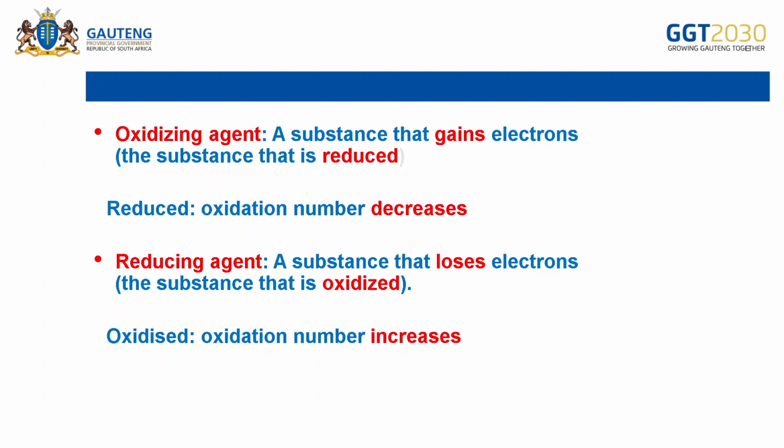What is the meaning of reduced? It means oxidation number decreases. So I need you to understand that. If they ask you to define a reducing agent, it is a substance that loses electrons. What is meant by losing electrons? We're saying the oxidation number increases. So a reducing agent is mainly a substance that is oxidized. It is very important in grade 12 to get this definition. 2 marks in your pocket.